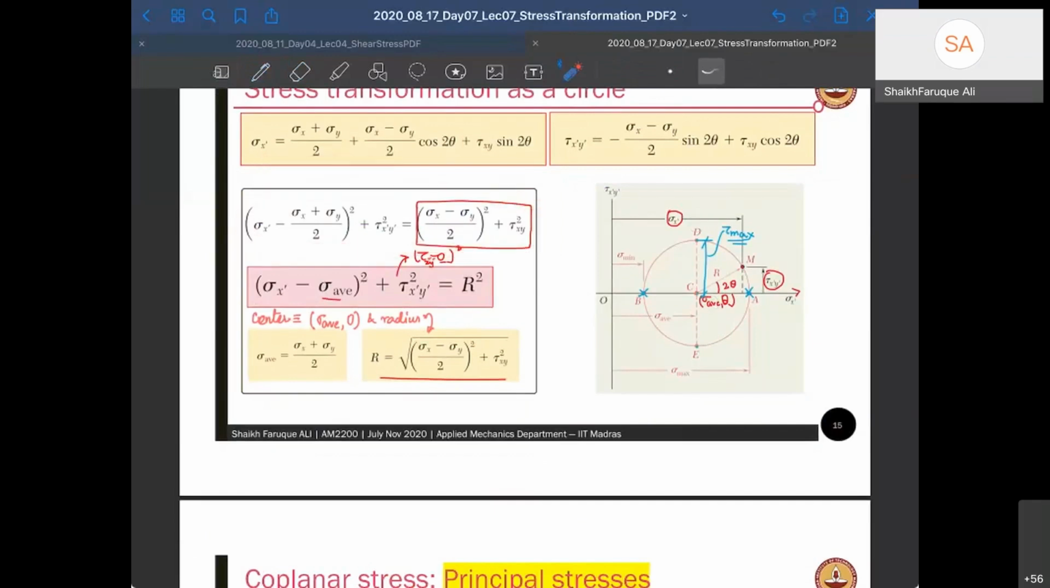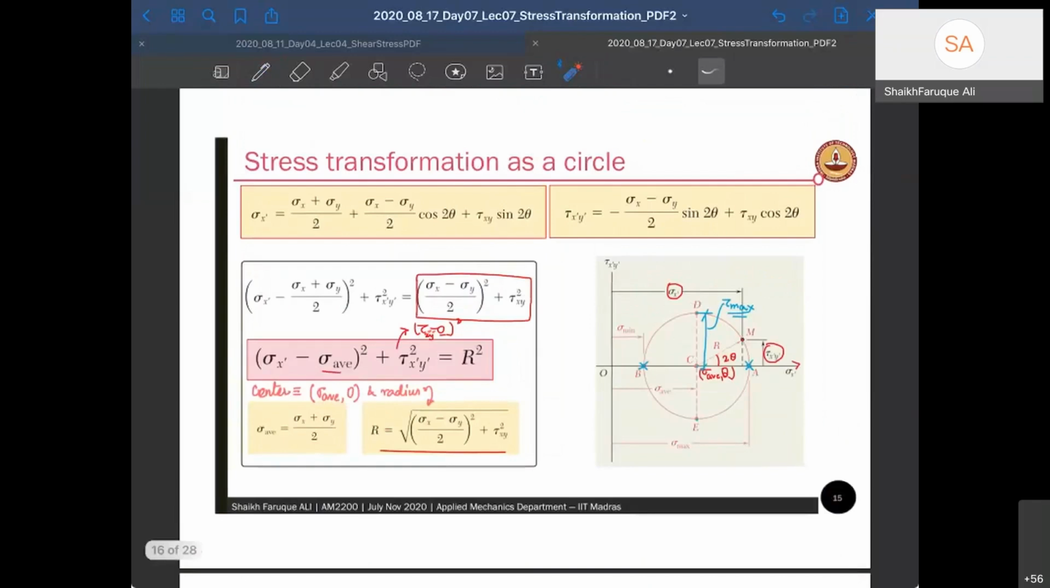So the center is sigma average, that means sigma x plus sigma y by 2, that is this point. This is your sigma axis, positive sigma axis, sigma x axis, and this is your tau xy axis. Your circle's center starts at 0 on tau, on this line, at sigma average here, and your radius is r. So you know the radius value is given by this formula.